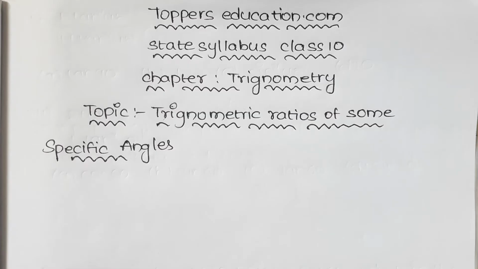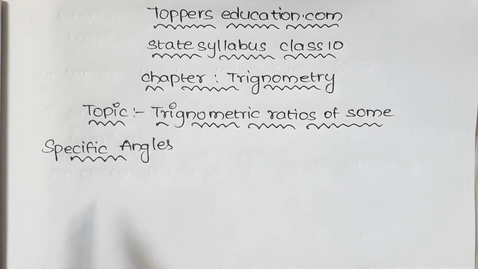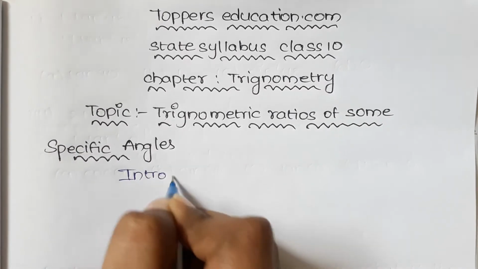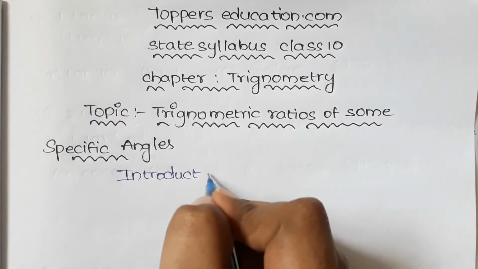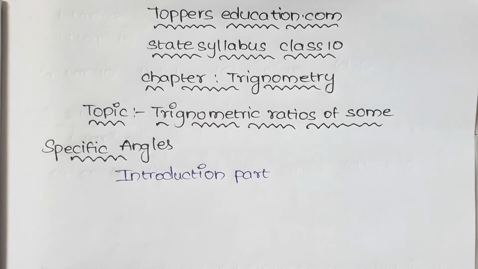In this video, we are going to discuss the trigonometry chapter in 10th class, and today's topic is trigonometric ratios of some specific angles, introduction part. Before exercise 2, up to now we have seen the trigonometric ratios, and now we will see the trigonometric ratios with some specific angles, and how to find them.